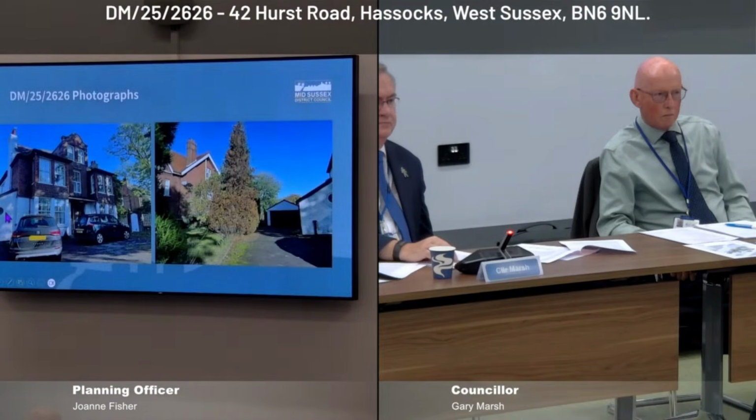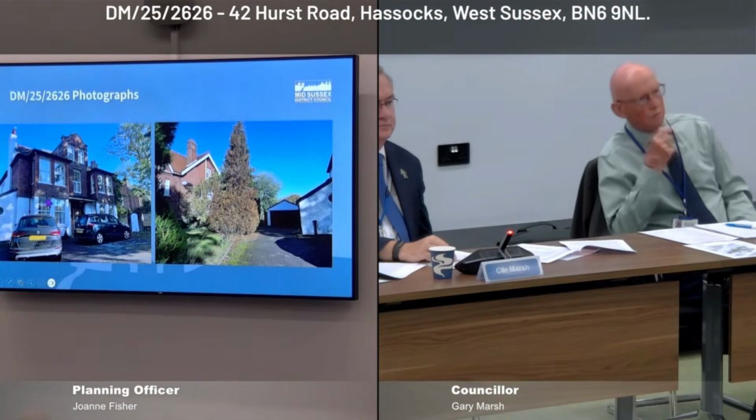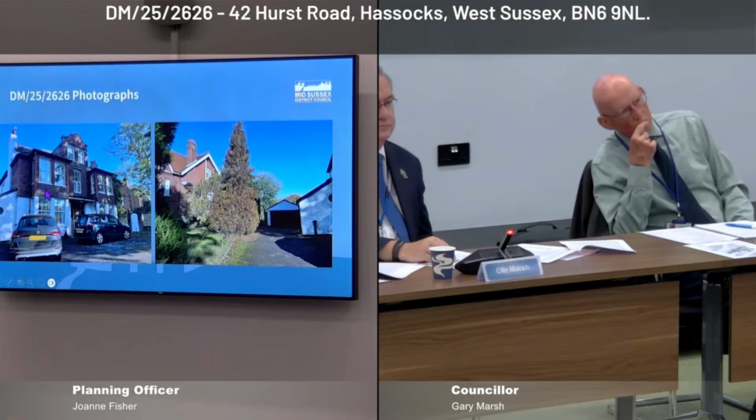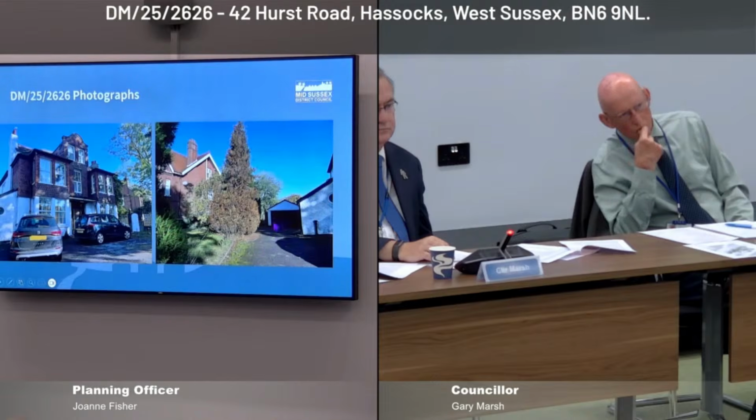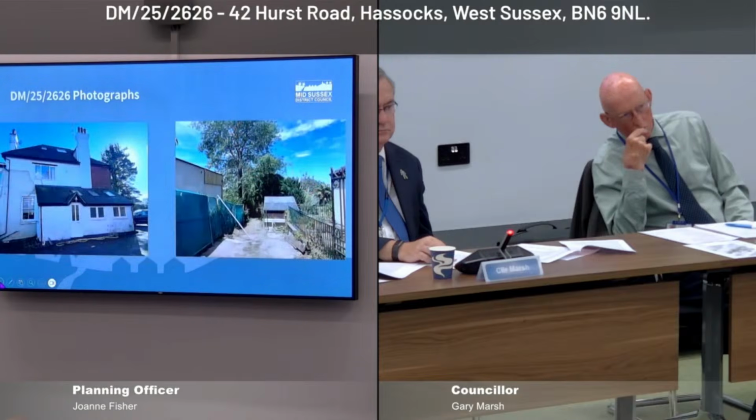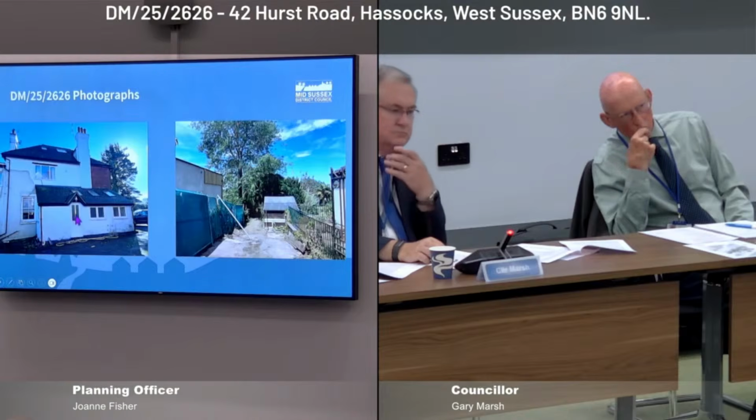Just got some photographs of the site. This is the front of 42 Hurst Road. This pebble dash would be removed to brickwork. The existing garage to the side of 42 and number 44. So the new dwelling would be sited here, and there'd be a new access coming through. It's a side elevation of 42.